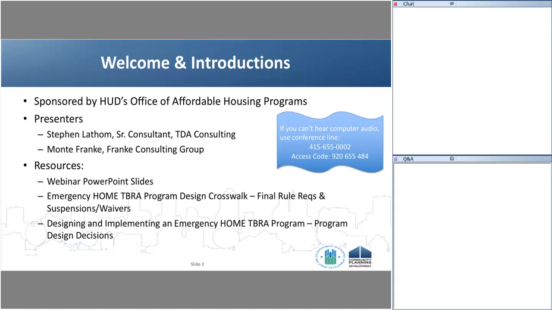Finally, the third piece is another new piece. It's more of a narrative piece on program design decisions for PJs who are considering an emergency TBRA program in response to the pandemic. Here, instead of just a checklist of the regulatory requirements that you have to make sure you've hit, we try to identify some of the options that PJs should be thinking about and choosing from when designing a program that meets your local conditions, but also, of equal importance, I think, one that is achievable and practical to implement.